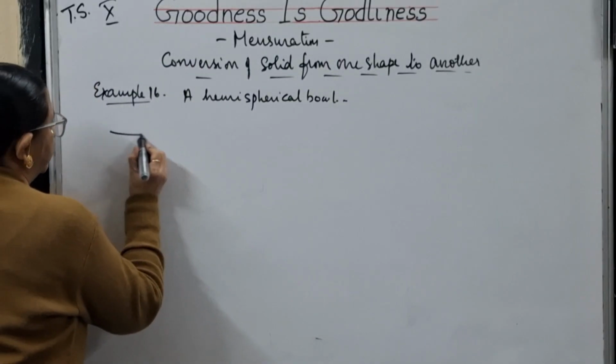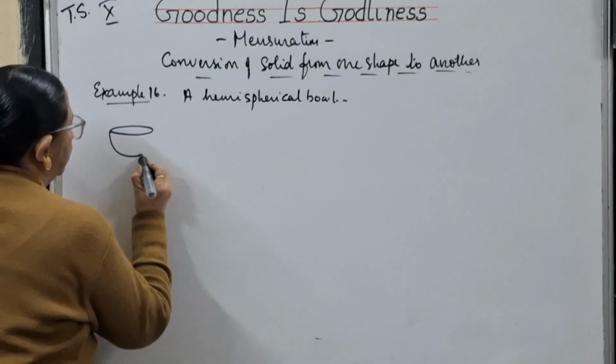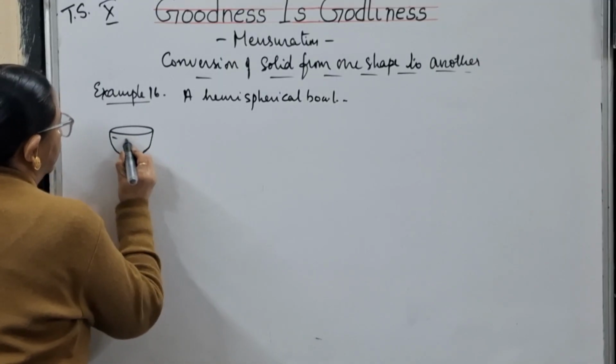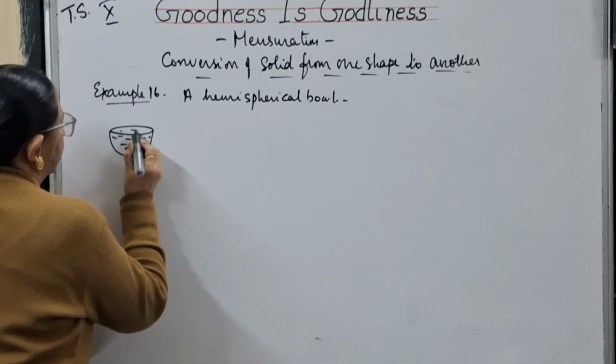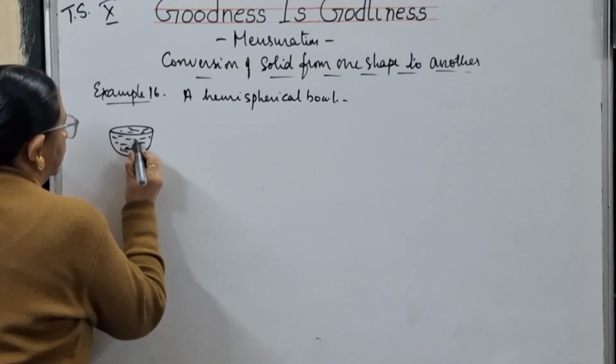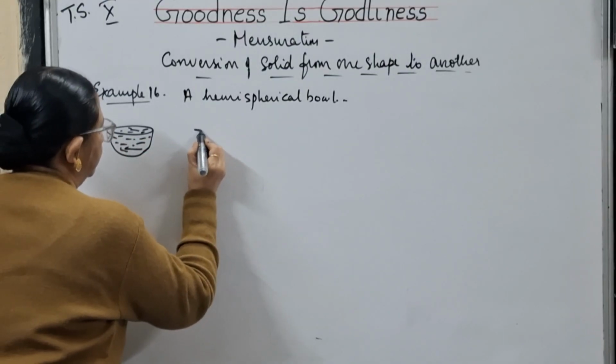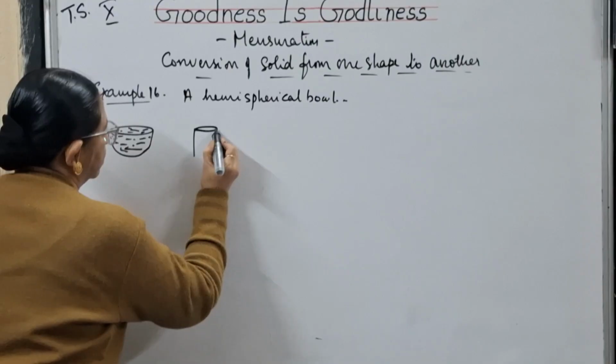See, there is a hemispherical bowl and this bowl has liquid in it. Totally, it is filled with liquid. And this liquid should be poured into cylinders.